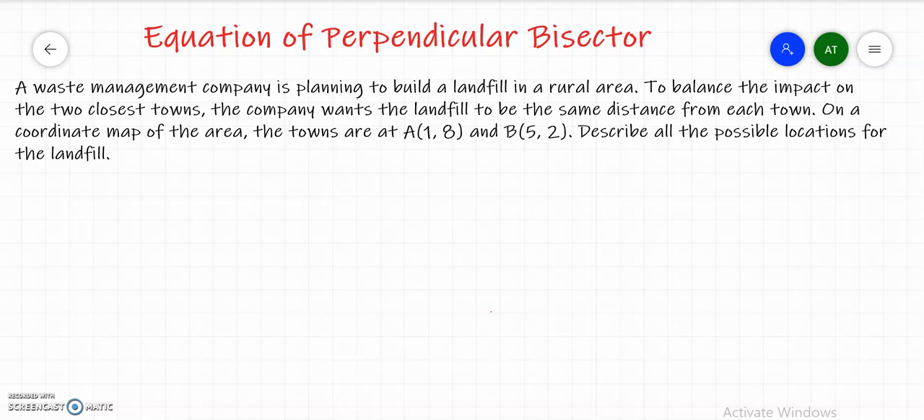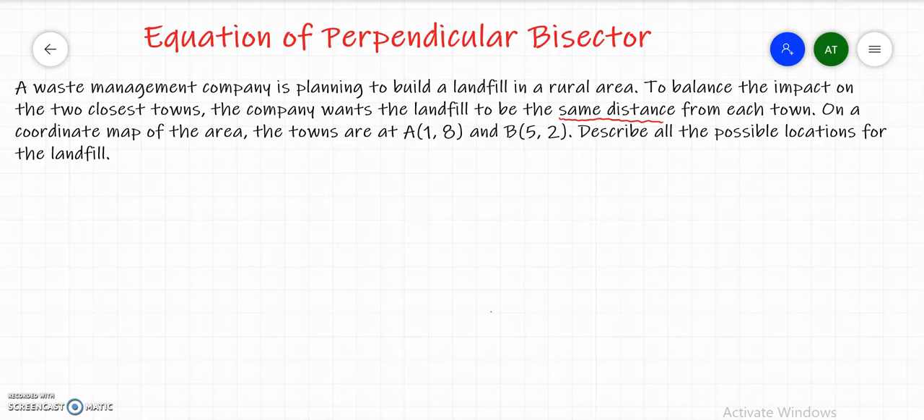Let's do an example. A waste management company is planning to build a landfill in a rural area. To balance the impact on the two closest towns, the company wants the landfill to be the same distance from each town. So the company wants the landfill to be the same distance from each town, means we have to find out the midpoint of the two towns.